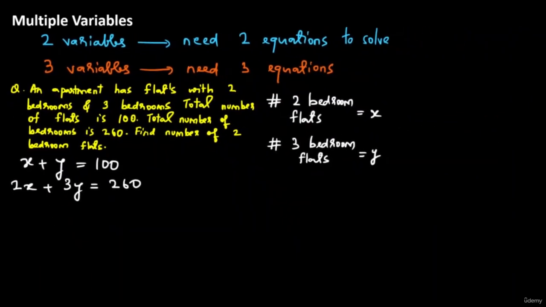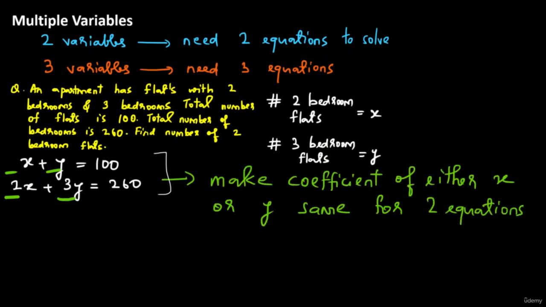Now, for solving these two equations, let's observe the coefficients of the variables. So over here, x has a coefficient of 1, y has a coefficient of 1, and x has a coefficient of 2 and y has a coefficient of 3. Now, to solve this set of equations, make the coefficients of either x or y the same for both the equations. Now let's number the equations. Let this be equation 1 and this is equation 2. Now over here I have x plus y is equal to 100. Now let's multiply this equation throughout with 2. We can do that, right?